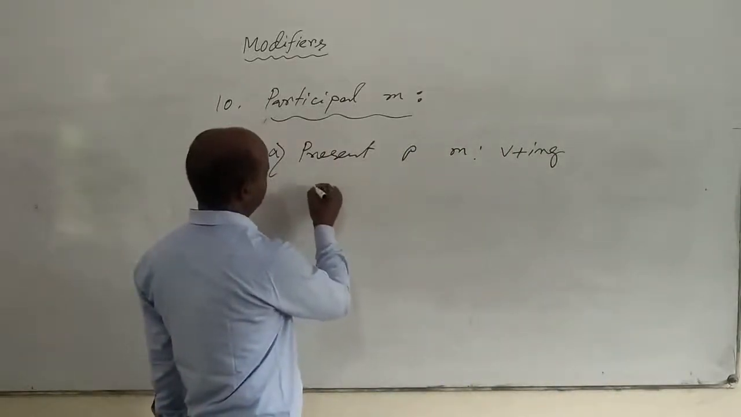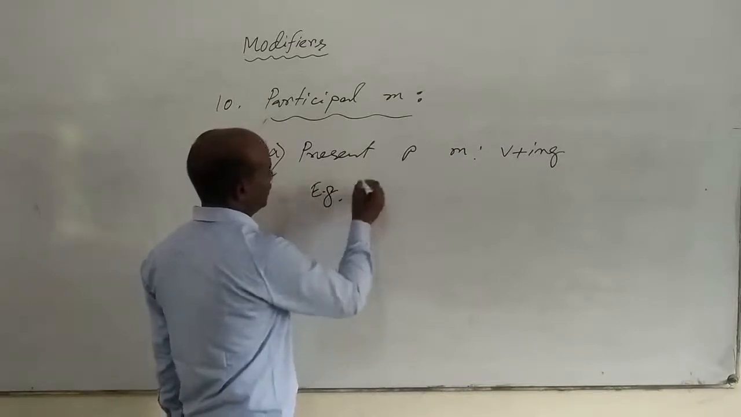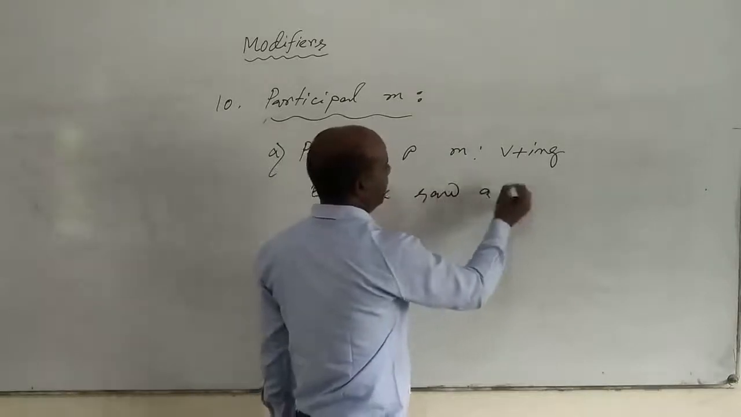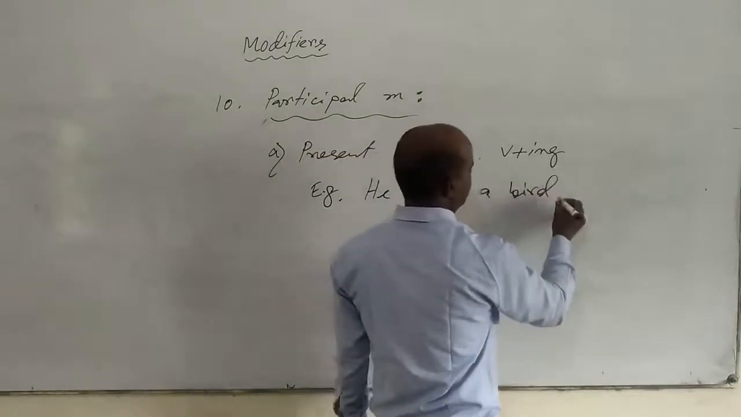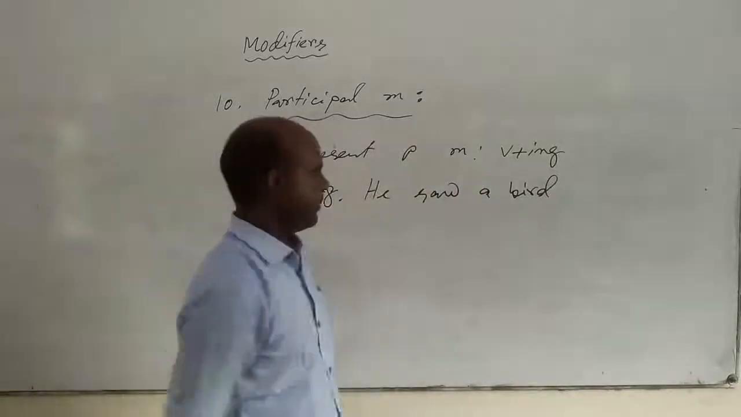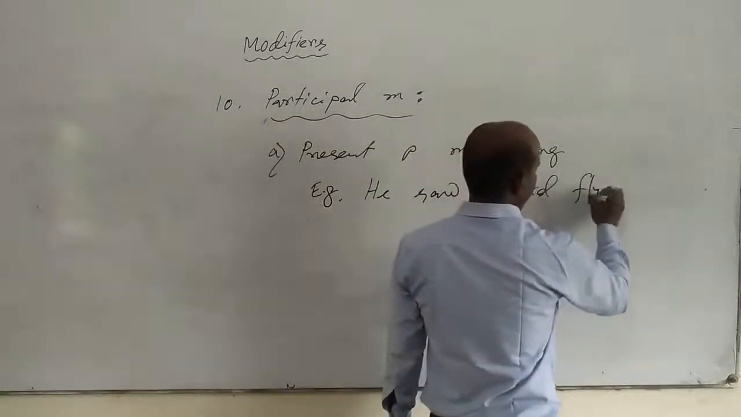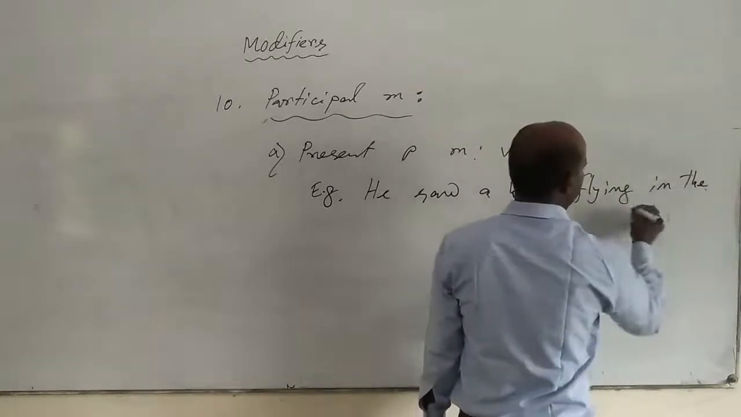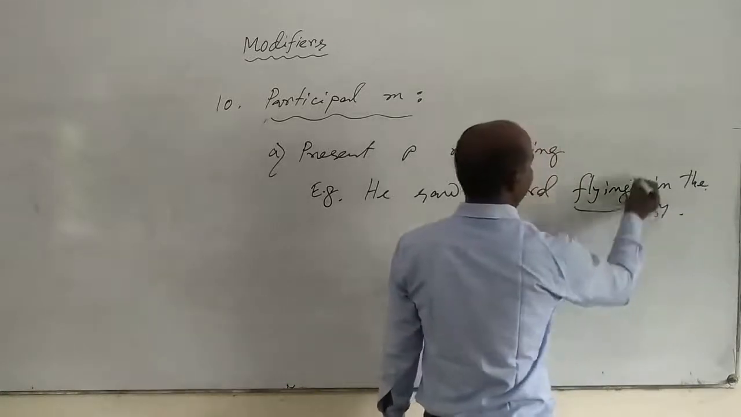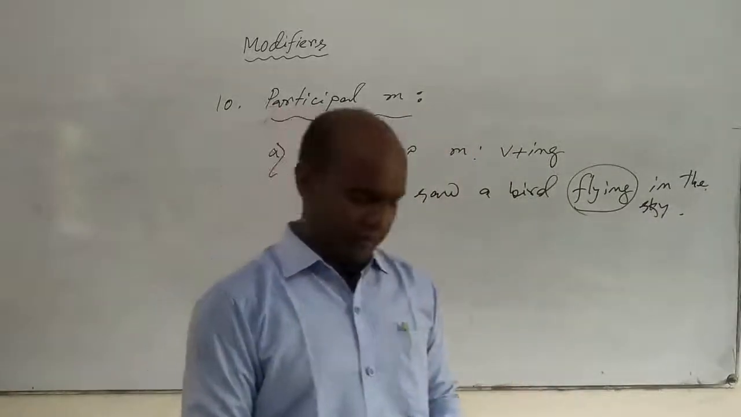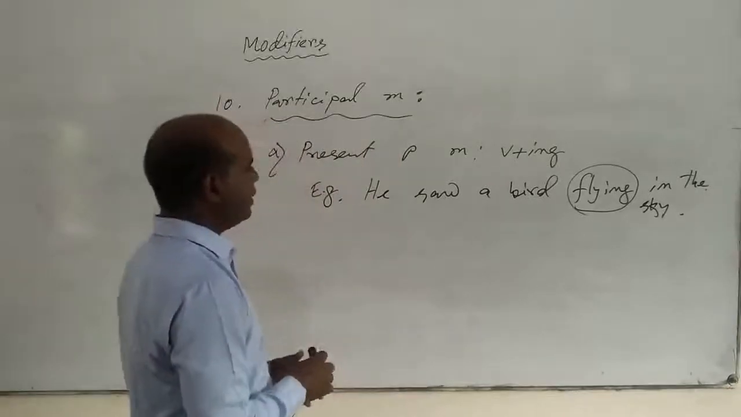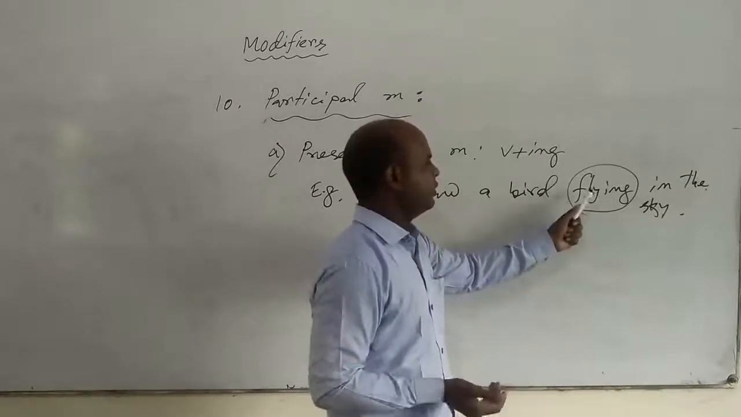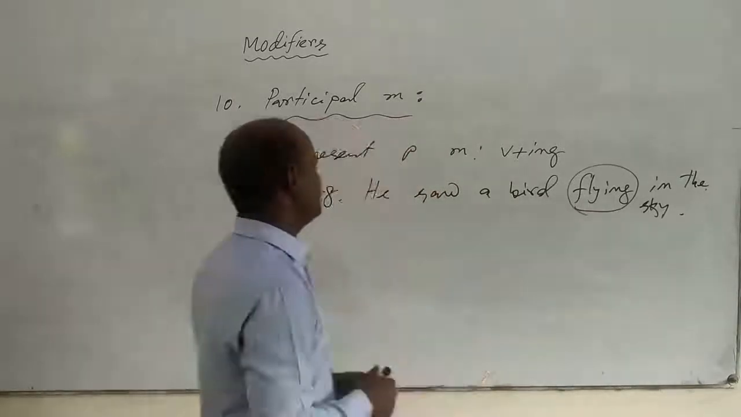For example, he saw a bird. He saw a bird flying in the sky. Here flying is a present participle, and it is fly plus ing. Fly is a verb, the base word, and we use ing with this base verb.